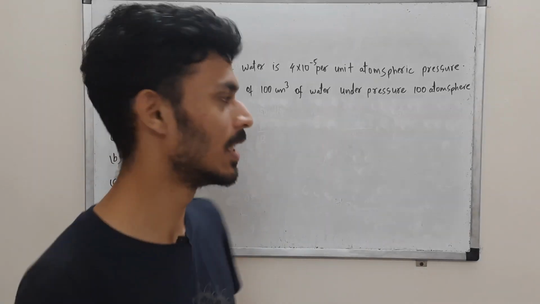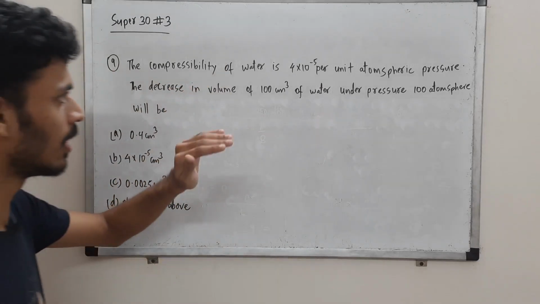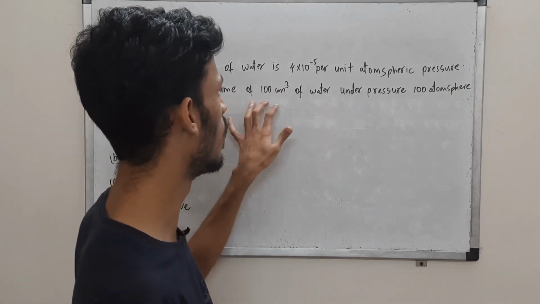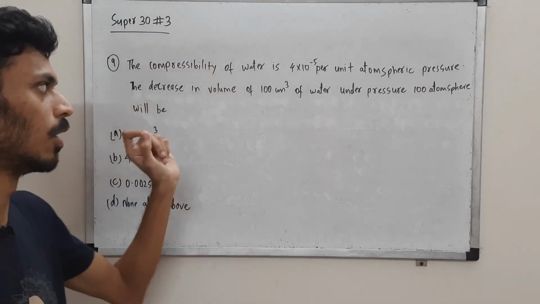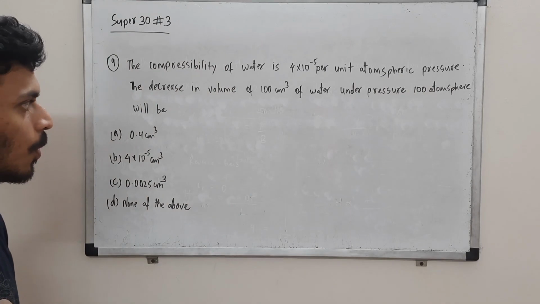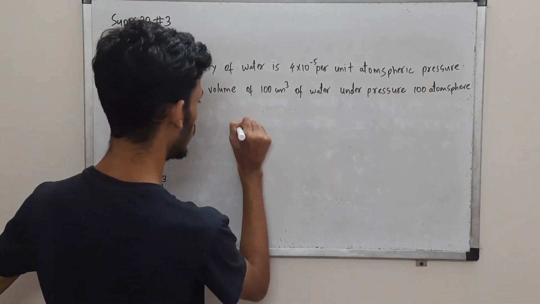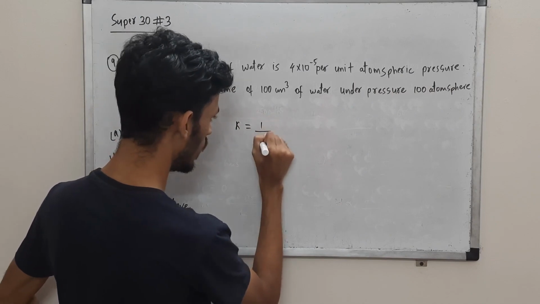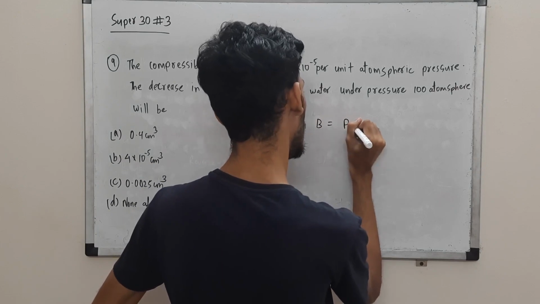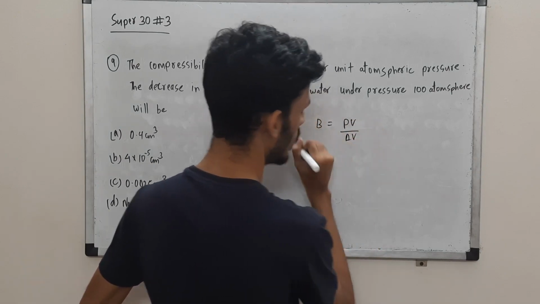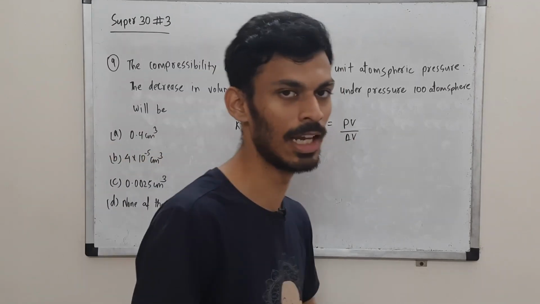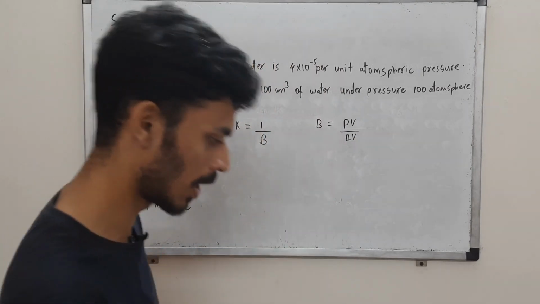So let's come to question 9 over here. Here we are given that the compressibility of water is this per unit of atmospheric pressure. You are supposed to report the decrease in the volume of 100 centimeter cube of water, which is under a pressure of 100 atmospheres. The only thing you need to know is that compressibility is 1 over bulk modulus, and the formula for bulk modulus is PV by delta V, with a minus sign, which denotes that the change in volume will be negative. If you don't know this formula, let's begin from scratch.